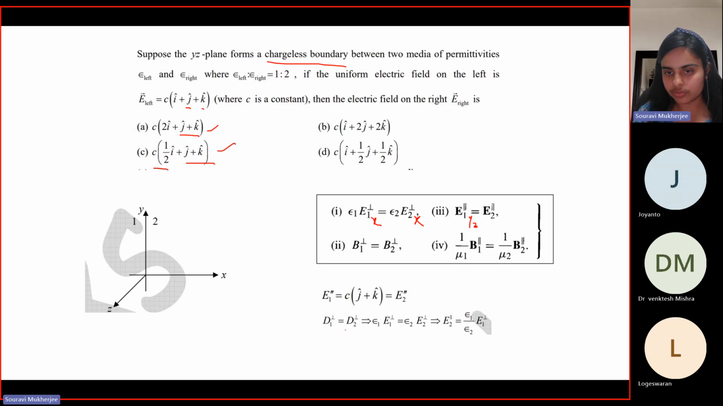So this is how you try to find the expression for the electric fields. Okay, so this is how you use the boundary conditions.